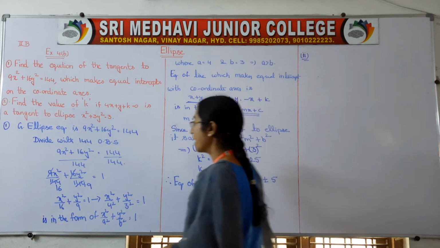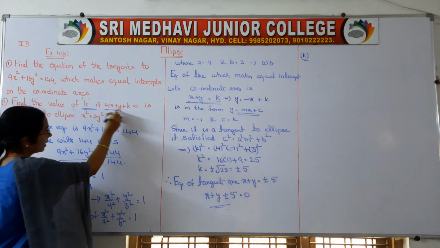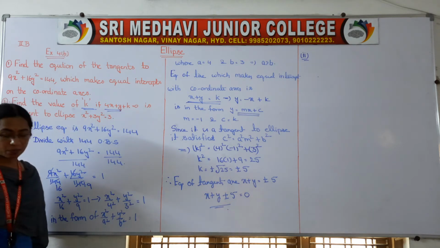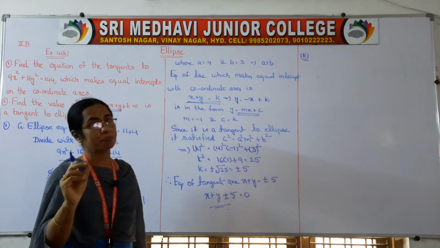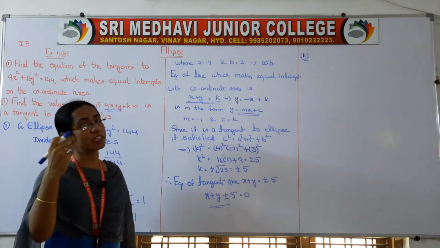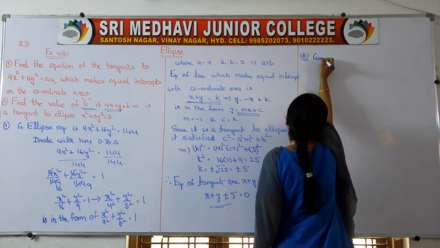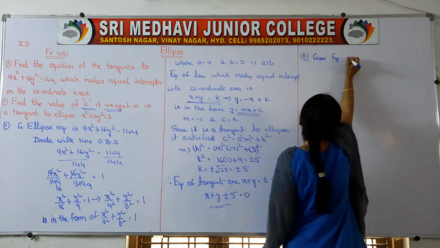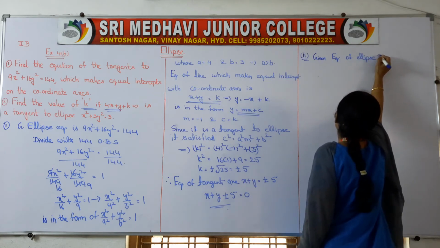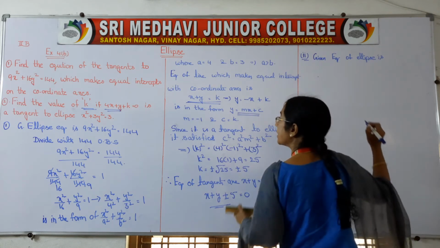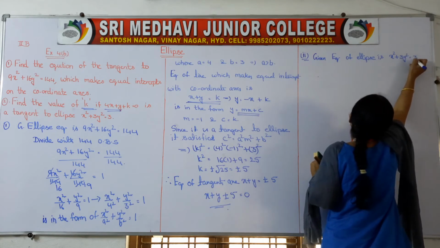So, find the value of k. See the question: find the value of k if it is a tangent to this ellipse. So, one line equation is given to you, and in that line one value is given in terms of k. So, we have to find that k if it is a tangent to the ellipse. So, come on, given the equation of ellipse, what is your ellipse equation? It is x square plus 3y square is equal to 3.